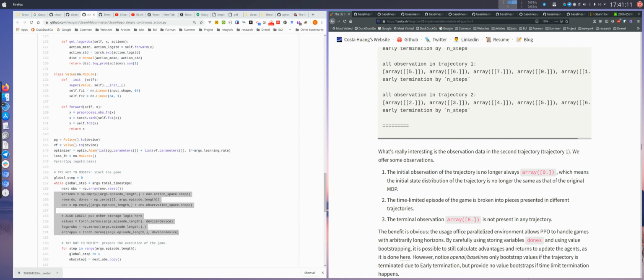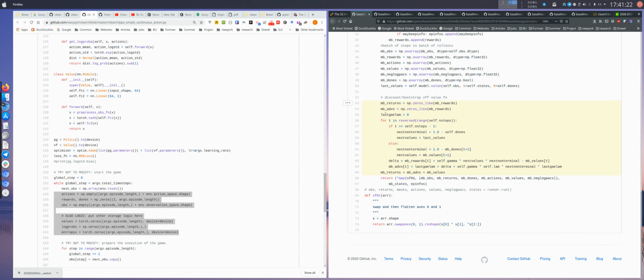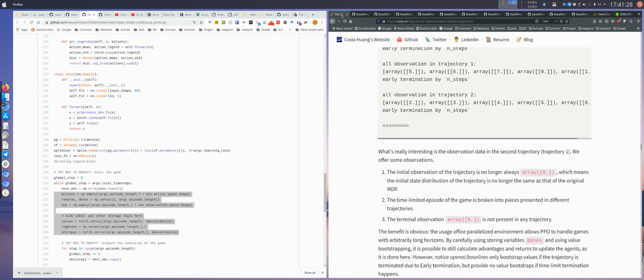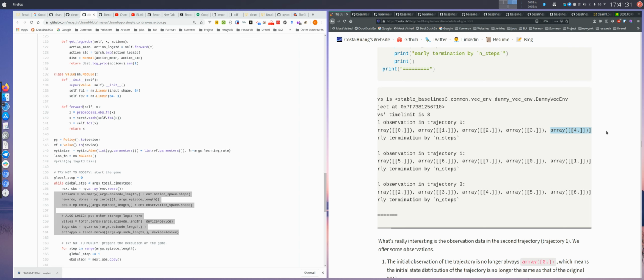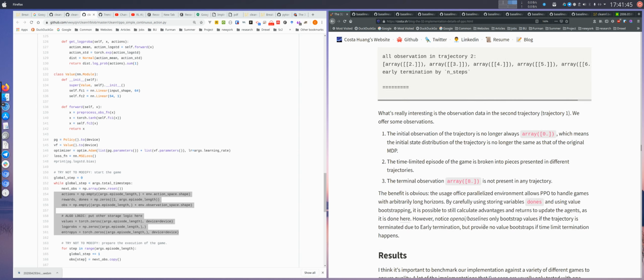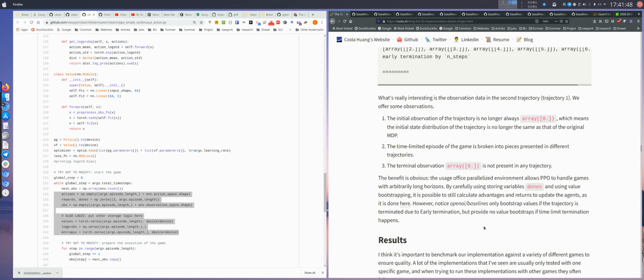By carefully storing variable states and using value bootstrapping, it is still possible to calculate advantages and returns to update agents, as it is done here, where essentially the agent bootstraps the values given the last states. So in effect, it's saying I look at this state, this state, this state, and bootstrap a value based on that to say, what would happen if I had let this environment continue to simulate? So by using these techniques, it is possible to still calculate advantages and returns to update agents.